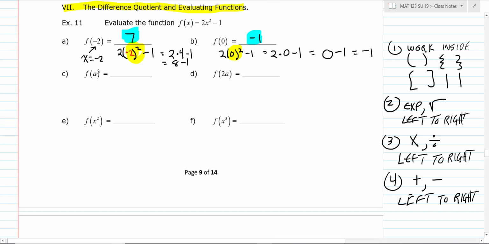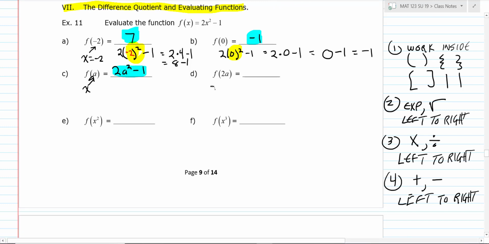Okay, so next thing we do is f of a. That just means replace this x with a. So there really isn't anything to do on this one. You just get 2a to the second minus 1. The x becomes a. All right, so again, remember that is an x value in the parentheses. So the answer to that problem would just be 2a to the second minus 1.